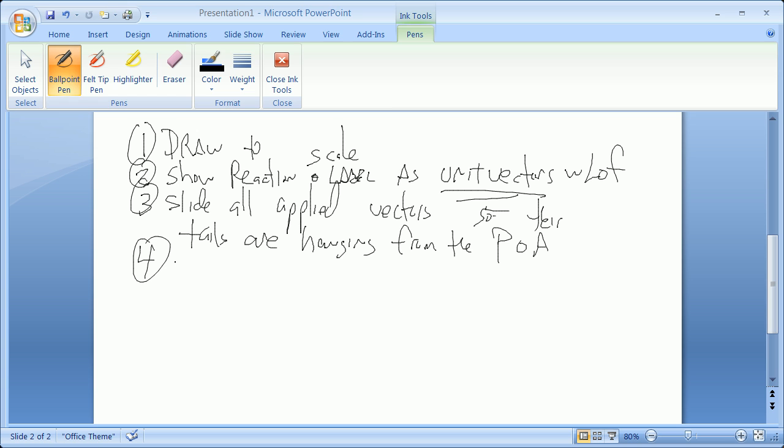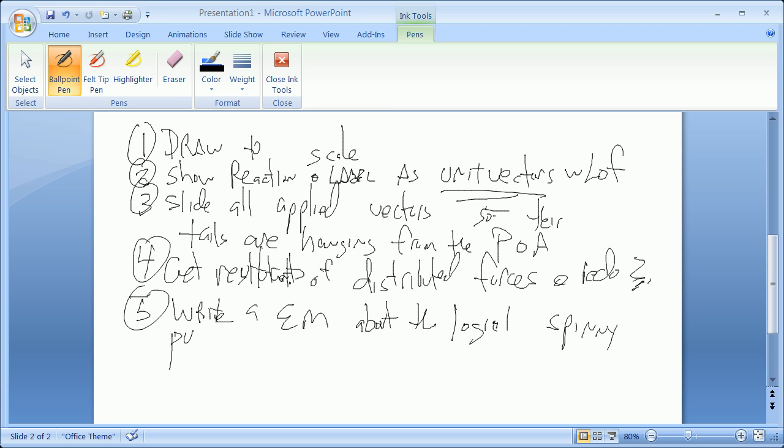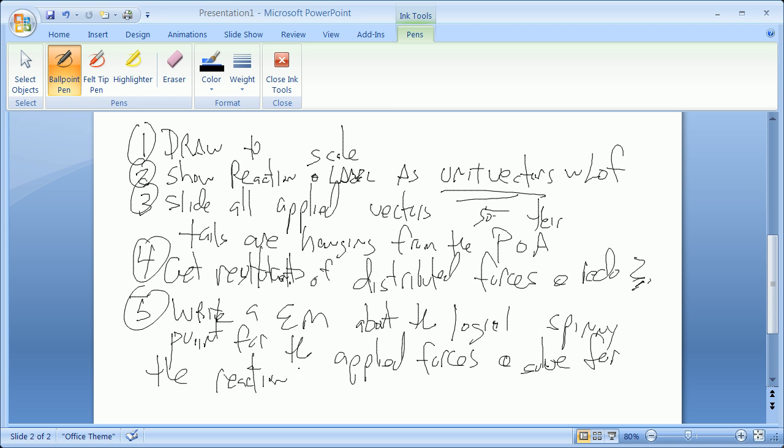Four, get resultants of distributed forces. And redo three. In other words, slide those from the point of application or down to the point. Five, write a sum of the moments about the logical spinny point for the applied forces and solve for the reaction as the opposite.